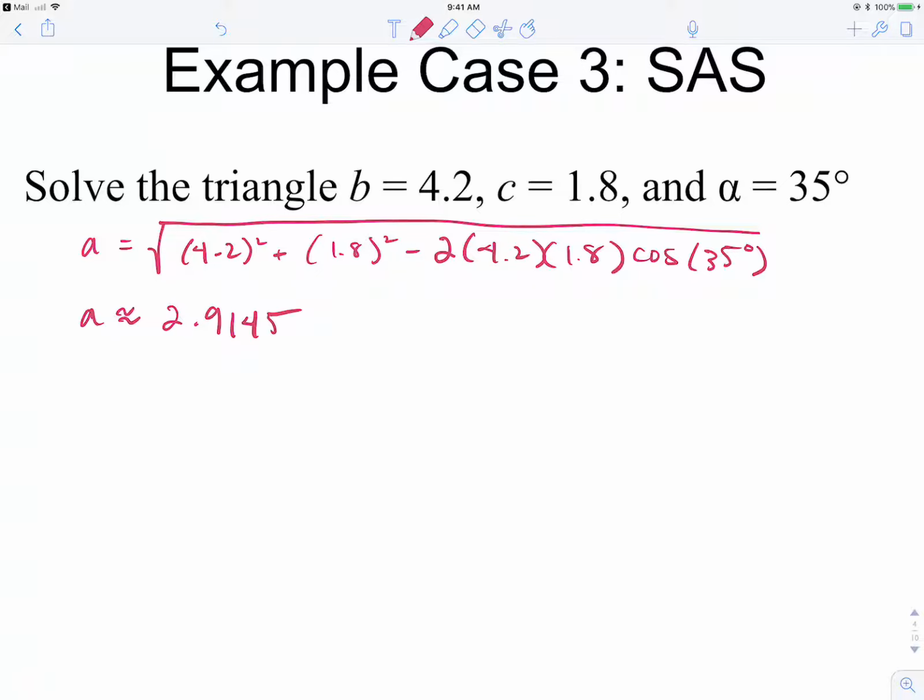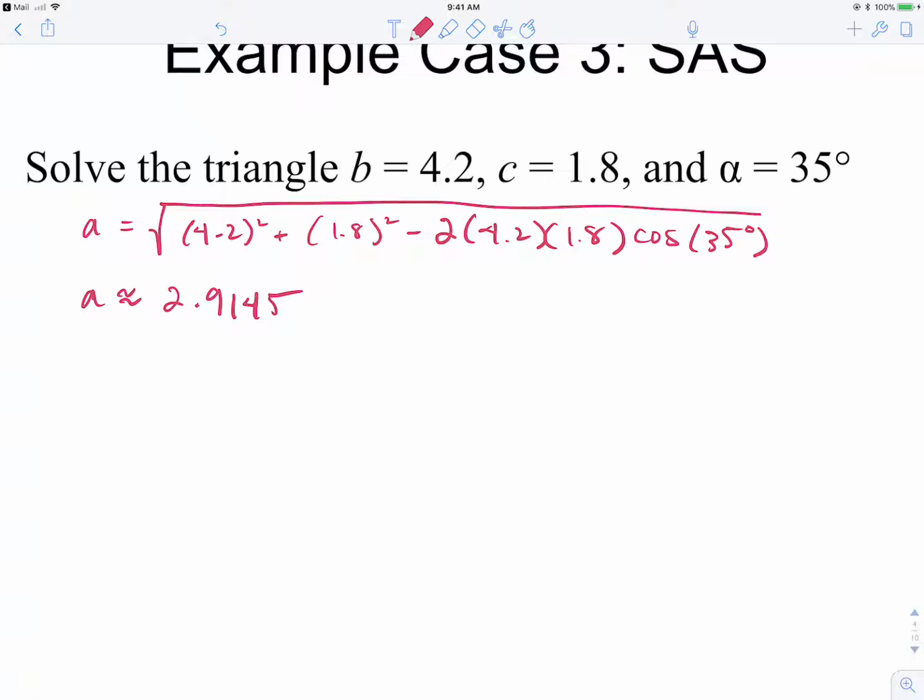Because we are given angle alpha. However, the longest side is B. So that means beta will be the largest angle, and beta could be an obtuse angle. Inverse sine is not going to give me an angle from quadrant 2. So I need to use law of cosines to solve for angle beta.